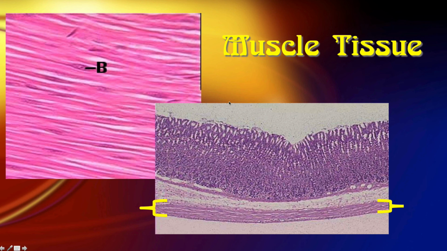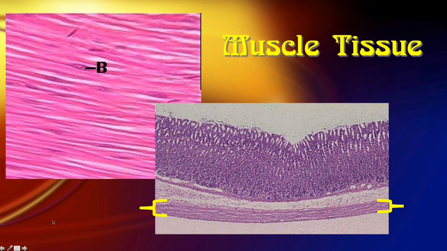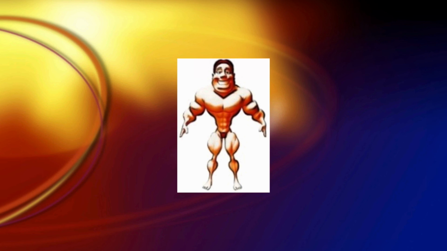And when we put them together like this, one thing you'll notice is it does look smooth. So look for that on slides when you look at it in lab. In this second picture, we have another cross section of the digestive tract, and the part that is smooth muscle is highlighted by these yellow brackets. So those are the groups of muscle tissue in the human body.